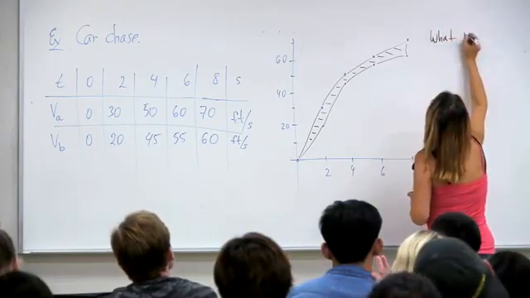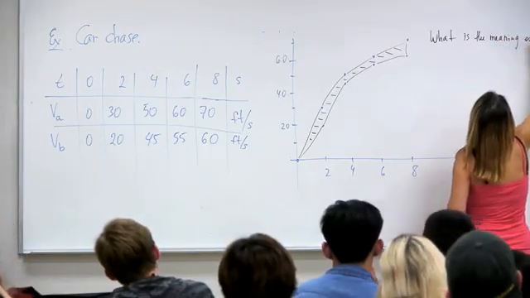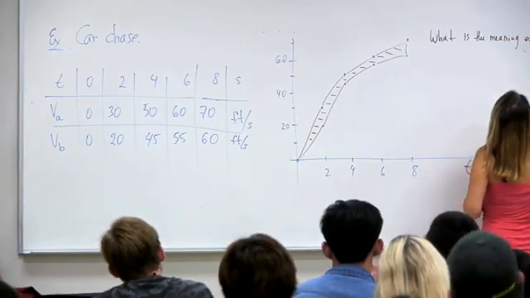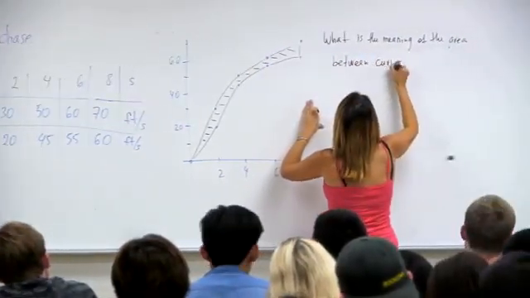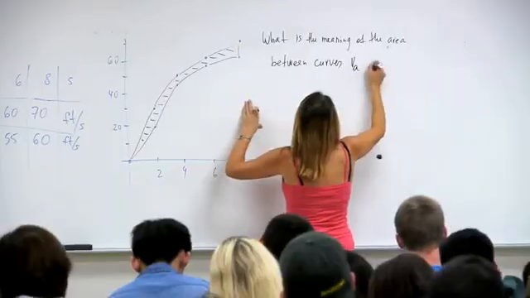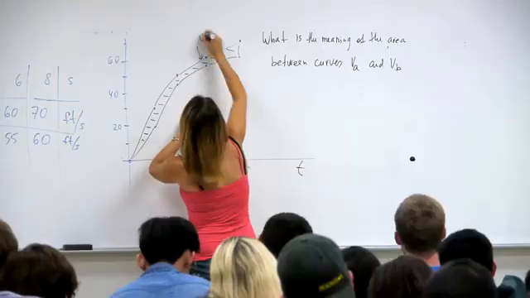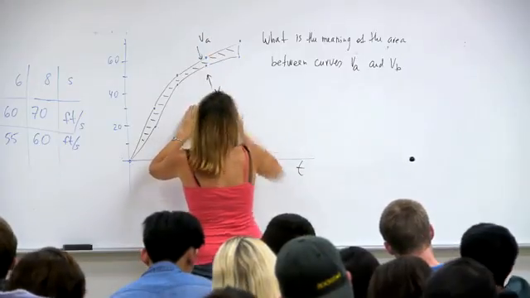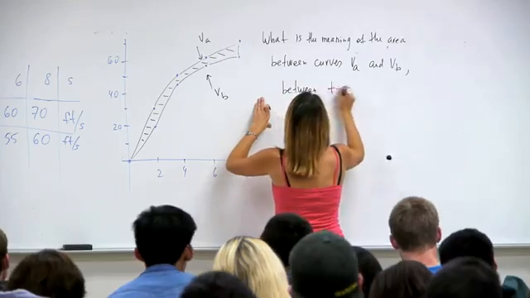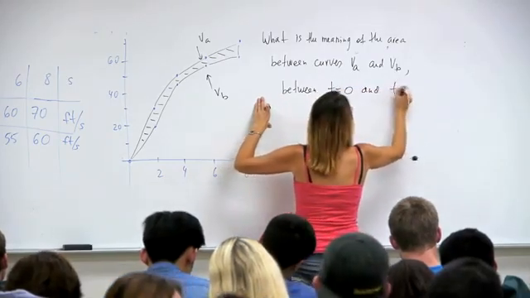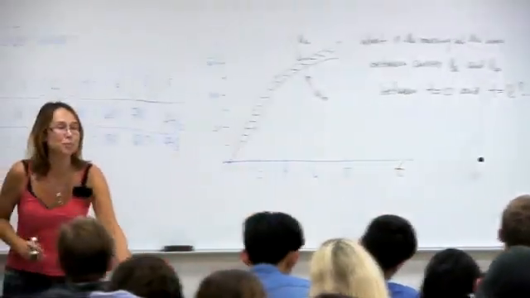What is the meaning of the area between curves VA and VB? So this is VA, this is VB, between t equals 0 and t equals 8. What is the meaning? Okay, let's figure that out.